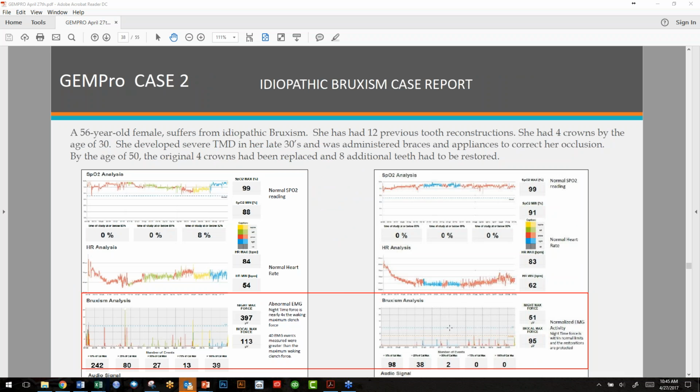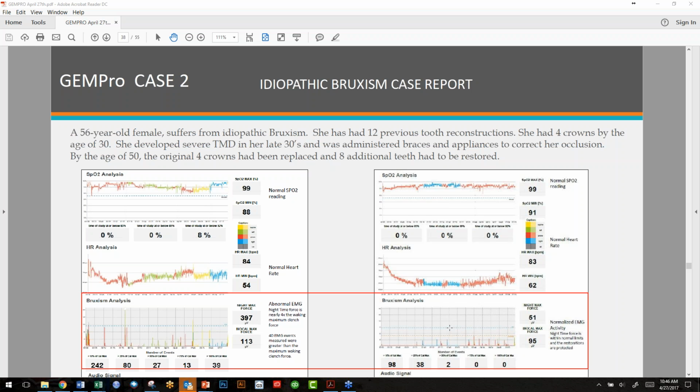Okay, so I'm going to do one more case study here, and this is a true bruxer. When I use the term true bruxer, I mean it's a person that we don't know what the trigger is, or there is no trigger, and it's just the patient that bruxism is its own disorder. So this is a 56-year-old female who has had 12 restorations, reconstructions, what have you. Knows there's no question what the problem is.